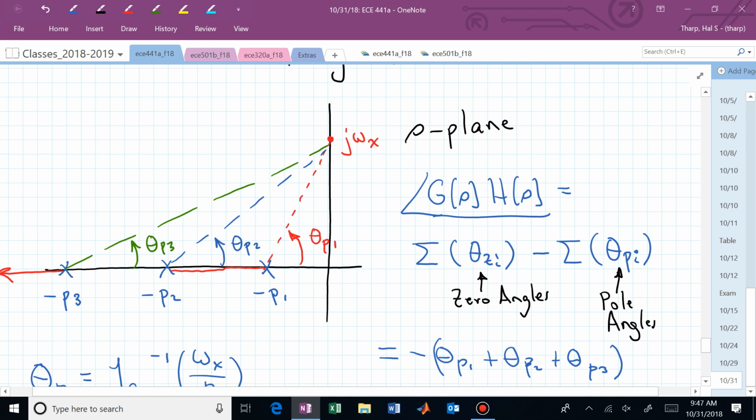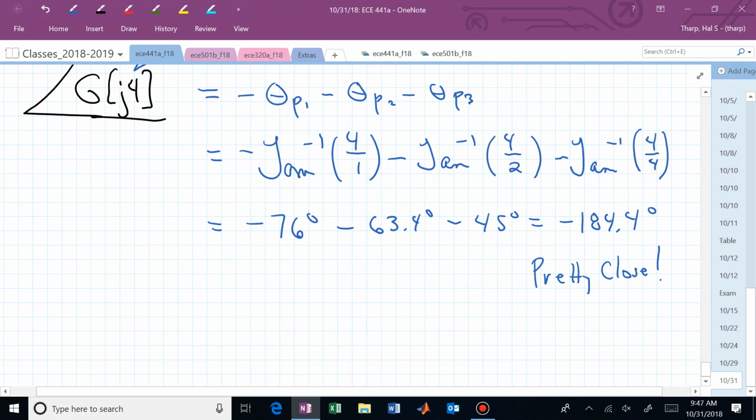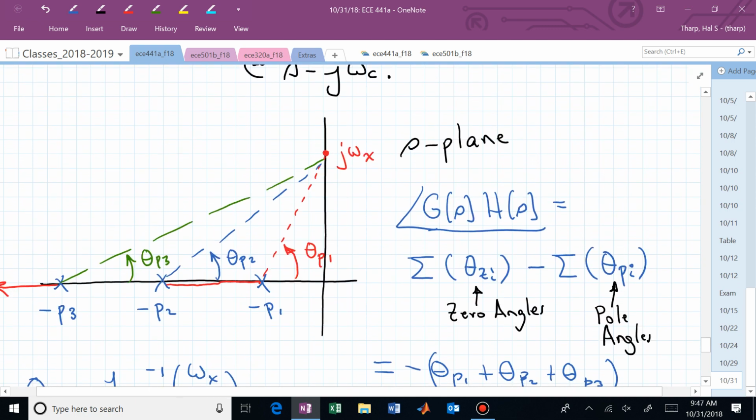We subtracted all of these angles and ended up with minus 184. So if we made those angles a little smaller, each of them, wouldn't we be closer to minus 180? Is that clear? So those angles can be reduced if we move that omega sub x down closer to the origin. Not much, but just a little bit. Is that clear? So our actual root locus branch will cross a little bit less than at 4.